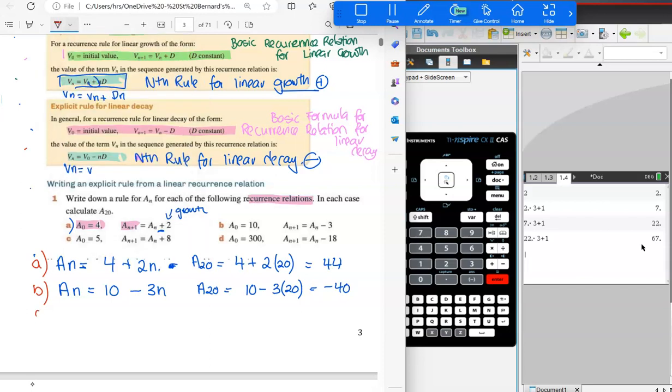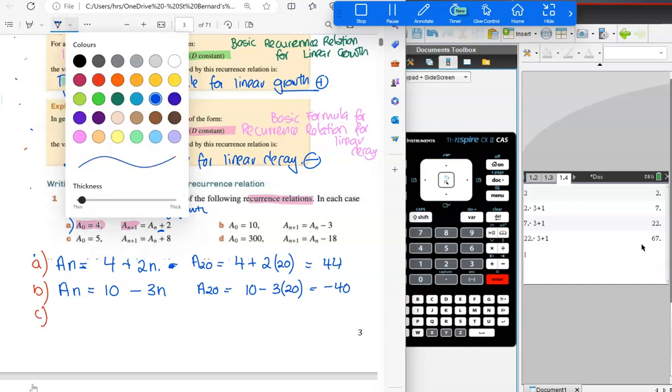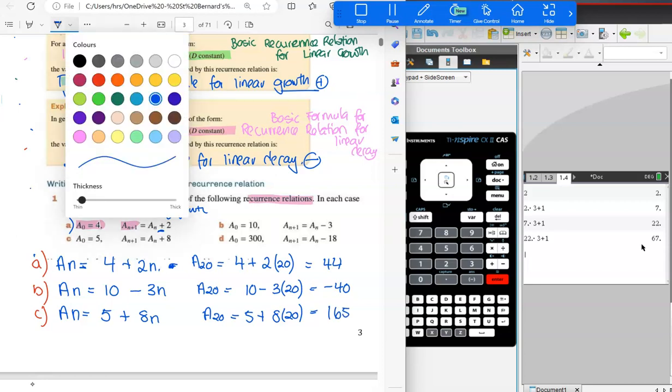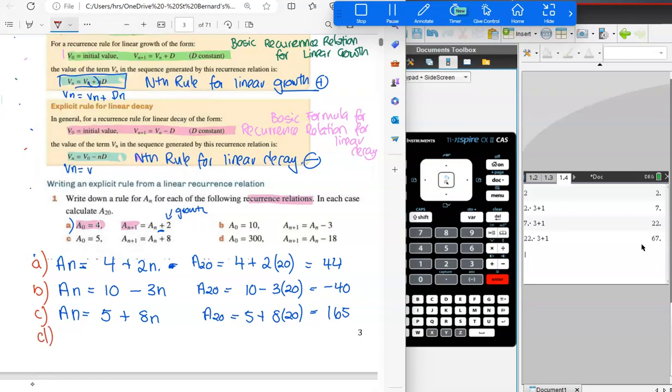If I look at the next one, C, we've got AN. Okay, it's growth. So the first V0 is 5. Then we plus 8 times N. If I had to find A20, it would be 5 plus 8 times 20, which is 165. Okay, I'll just pause it and let you guys do the last one. Just to fix up that one, sorry. This one up here was negative 50.